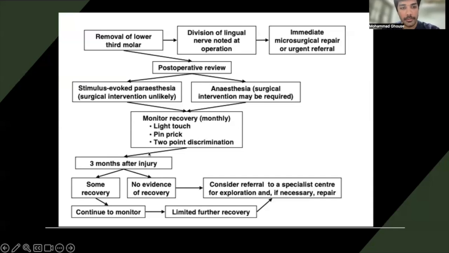Suppose after 3 months of surgery there is evidence of recovery, we continue to monitor. If there is no evidence of recovery, it warrants a microsurgical repair. Or even if after 3 months of monitoring there's limited further recovery, it warrants a microsurgical repair, considering the patient is willing to undergo the procedure.